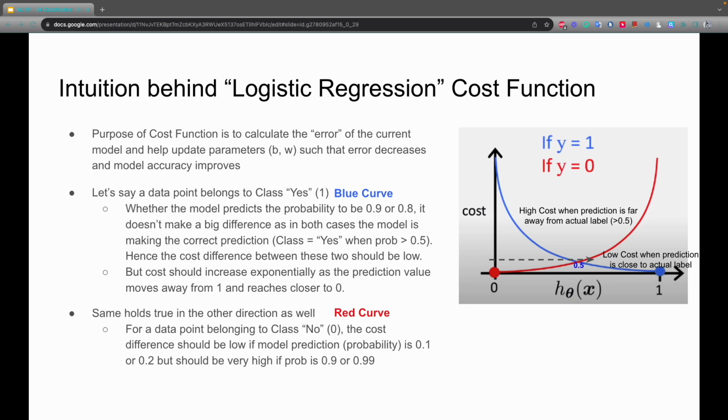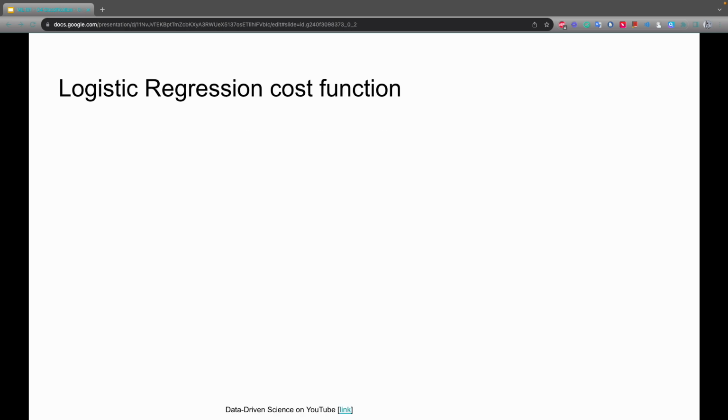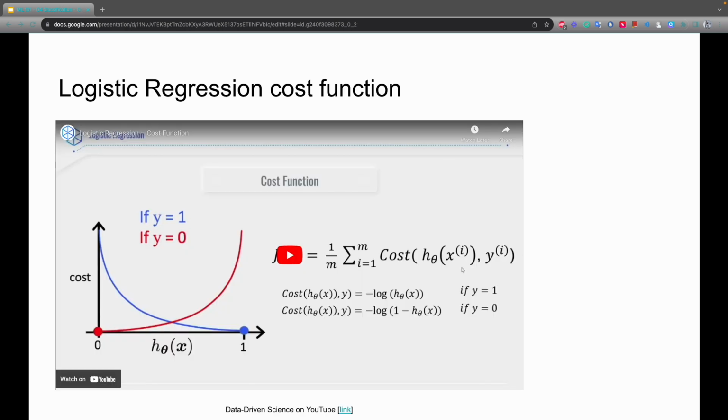Therefore, if the actual label is 1 and the prediction is 0.8 or 0.9, it is reasonably good, as both these values will map to 1 after applying the threshold. Hence, the cost contribution is small. However, if the prediction is 0.2 or 0.1, the prediction is wrong, and hence the cost contribution should be very high. The same holds true in the reverse direction when the actual label is 0. With that understanding, let's look at the actual cost function used by logistic regression algorithms.